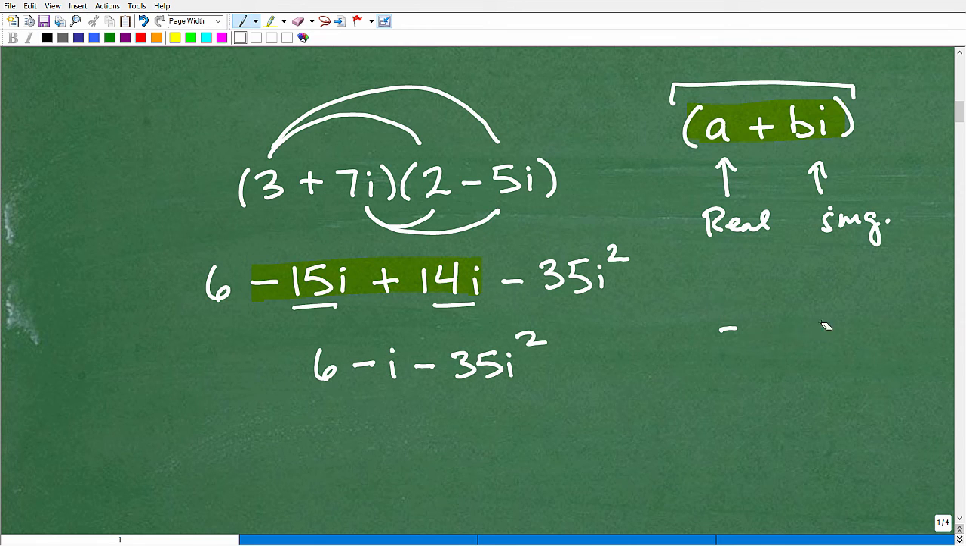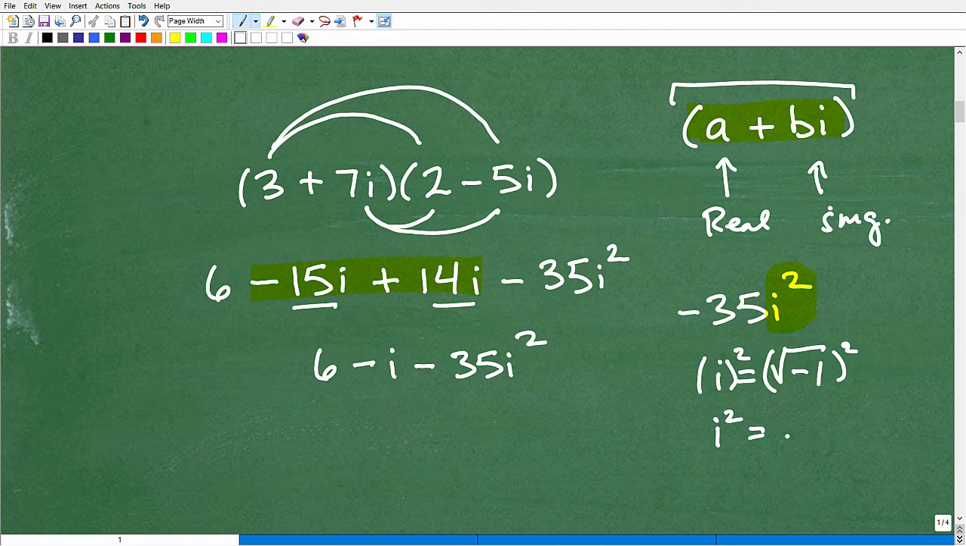At this point, we've got to address this negative 35i squared business. In order to figure out this i squared part, which might be confusing to some of you out there, we first need to know what i is equal to. So i, by definition, this imaginary component, is equal to the square root of negative 1. So what do you think i squared is equal to? Well, I'm going to square both sides. If I want i squared, I square this side and I square this side. So i squared is equal to negative 1.